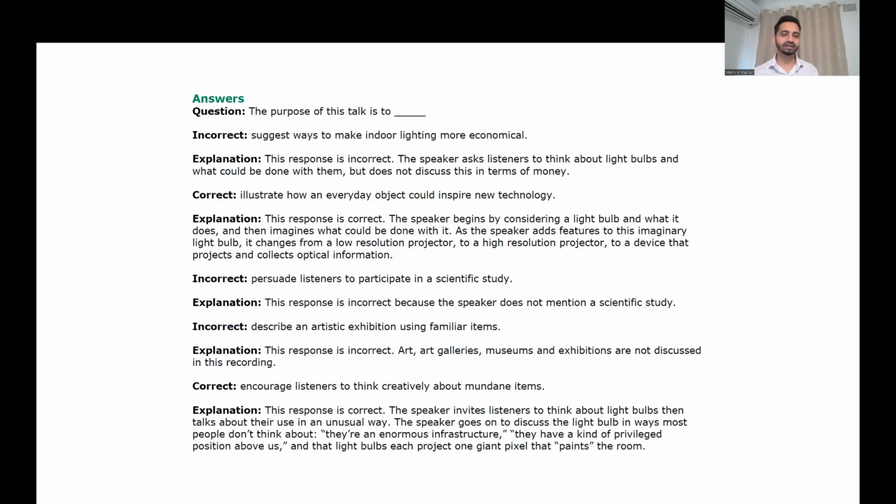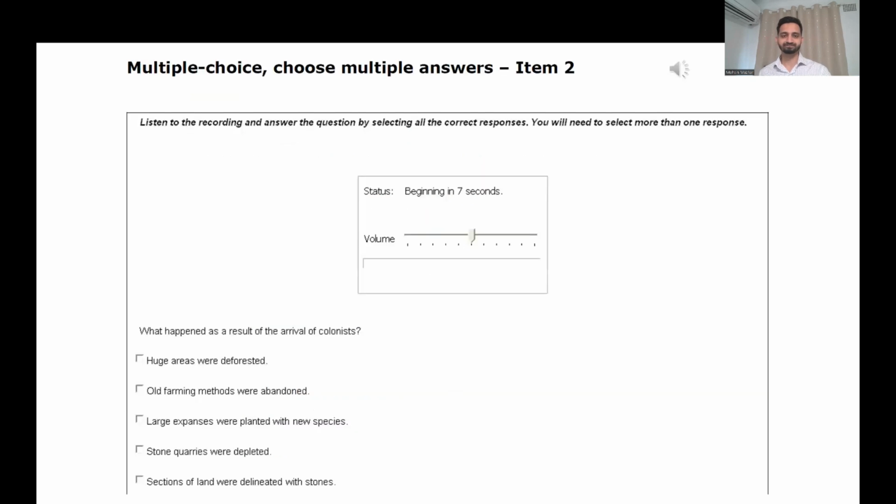So look at the explanation here. This response is correct. The speaker invites listeners to think about light bulbs, then talks about their use in an unusual way. The speaker goes on to discuss the light bulb in ways most people don't think about. They are an enormous infrastructure. They have a kind of privileged position above us, and light bulbs each project one giant pixel that paints the room. So, thinking about mundane items in a creative way, that's what the speaker is trying to do as well. So that will be my correct option.